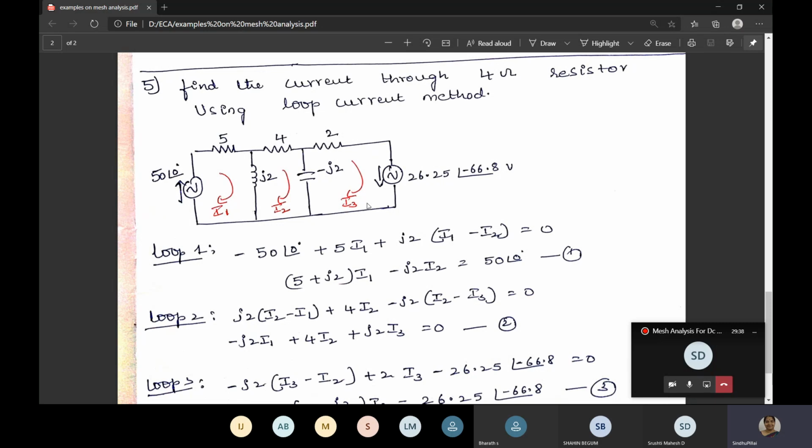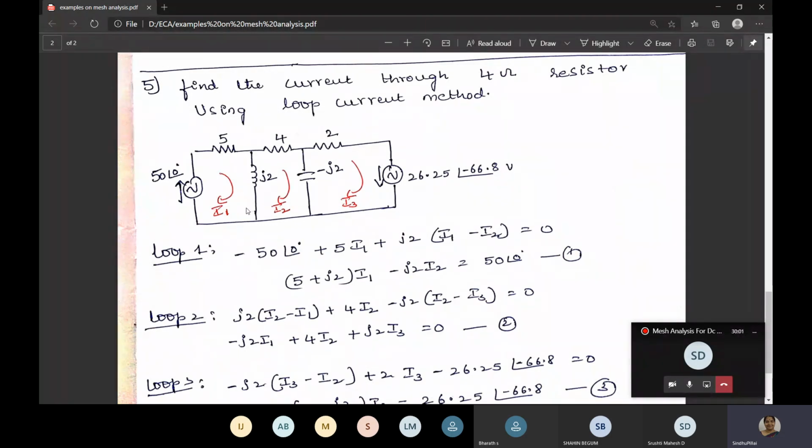We have resistors and we have an inductor. So in AC we will have inductor and capacitor. So we have j2 and minus j2. 3 currents are assumed. We have voltage sources, both are voltage sources only. One is 50 at an angle 0, and one is 26.25 at an angle minus 66.8 volts.